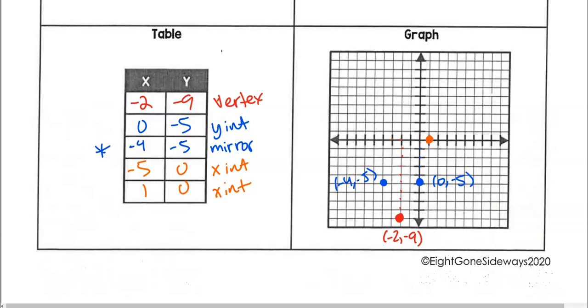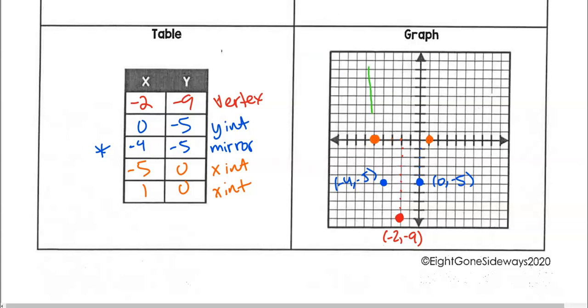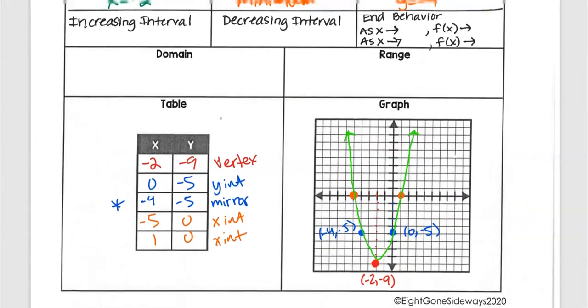1, 2, 3, 4, 5. Looking at that, now we're symmetric. That makes sense. Okay. I'm going to draw this guy. And there's our beautiful parabola. I think that is going to help us answer these last little questions.